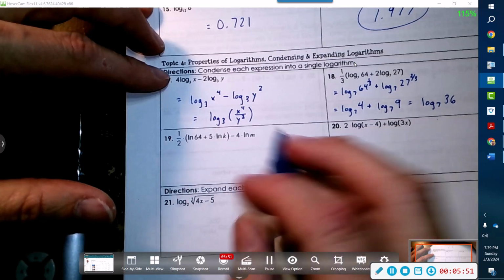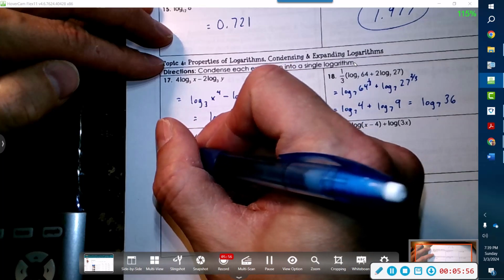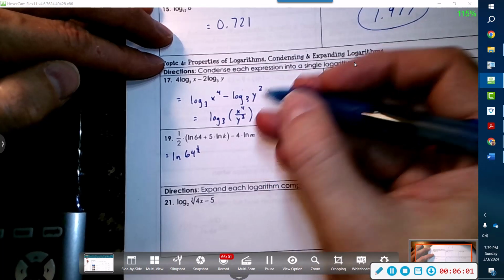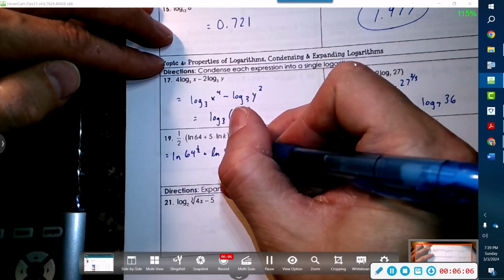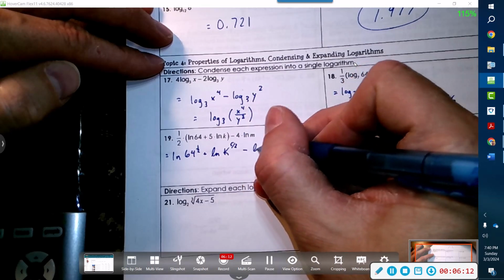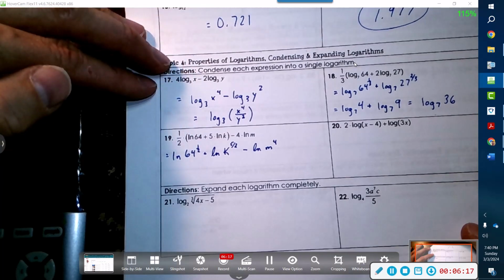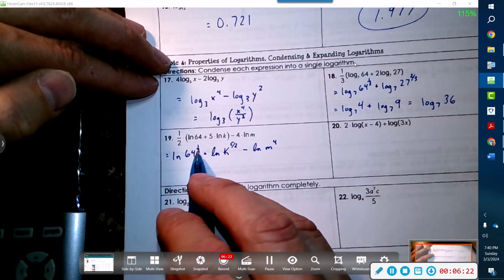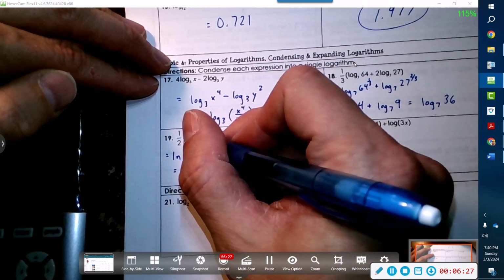Moving forward, it looks like we've got 1/2 being distributed to these two guys. So we're going to have, I'm going to try to write a little smaller here, 64 to the 1/2 power, plus the ln of k to the 5/2 power minus the ln of m to the 4th power. Okay, so it's a little strange, but I can take the square root of 64, so that would be the ln of 8. So I'm going to just cross this guy out and put an 8.